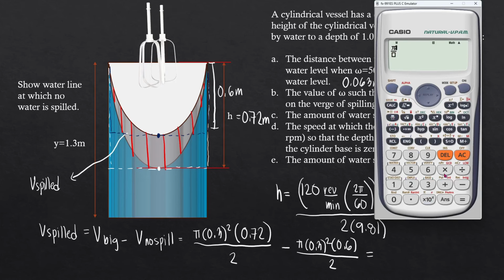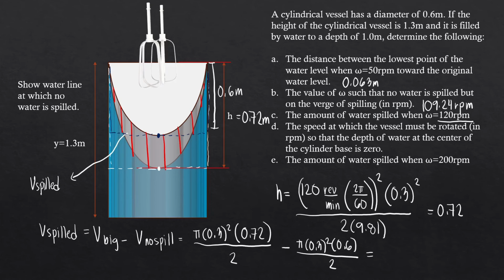So we have pi times 0.3 squared times 0.72 divided by 2 minus pi times 0.3 squared times 0.6 divided by 2. This gives us 0.01696. So we have 0.017, and this is m cubed. And so this is our answer. And so let's now solve letter D. Let's try to rotate the vessel faster.